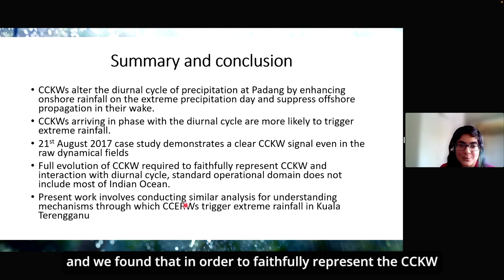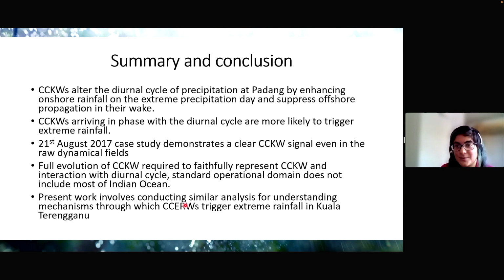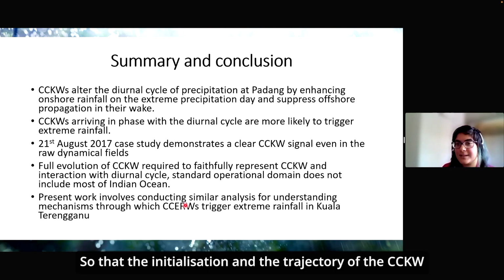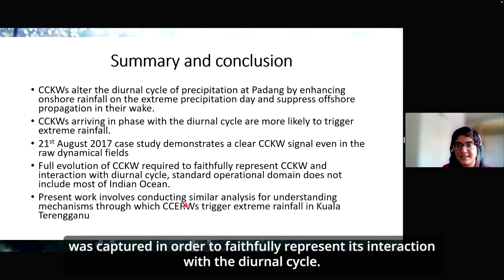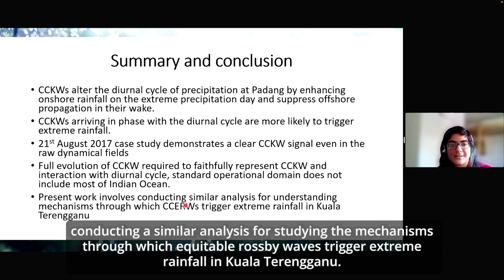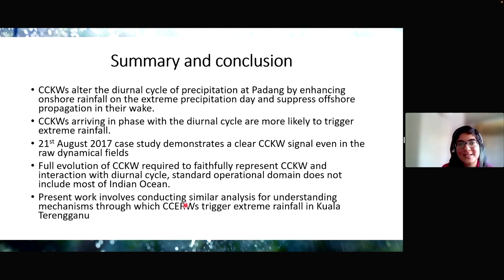And we found that in order to faithfully represent the CCKW and its interactions with the diurnal cycle, we needed to extend the standard operational domain out to 70 east to include most of the Indian Ocean, so that the initialization and the trajectory of the CCKW is captured. The present work involves conducting similar analysis for studying the mechanisms through which equatorial Rossby waves trigger extreme rainfall at Trengganu. Thank you very much.